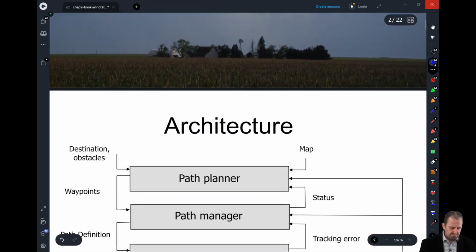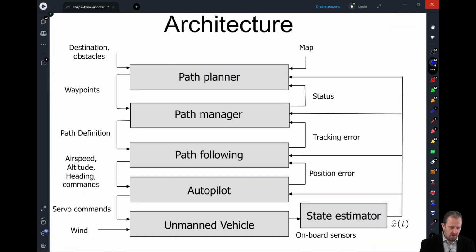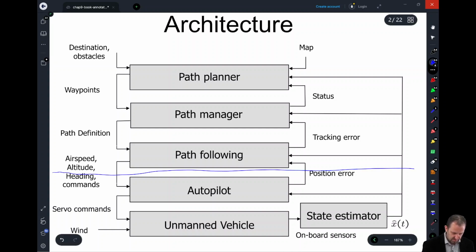As we jump in, we'll review our architecture slide one more time. We can see that we've already developed everything below this line. So chapter 9 is really a prep for the path following, which we'll start to do in chapter 10. And really chapter 9 is a prep for the path manager, and it's a prep for the path planner. So the models that we develop in chapter 9 we'll be utilizing for the rest of the semester.